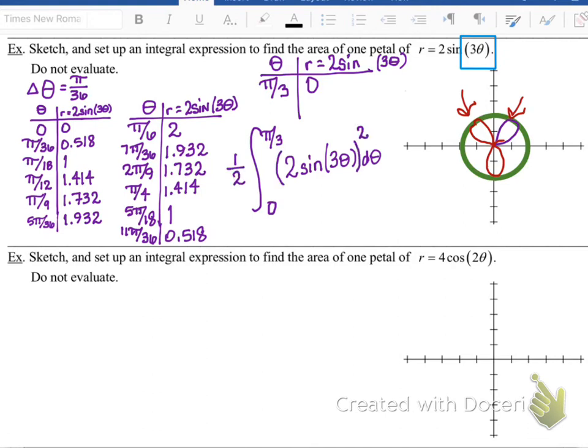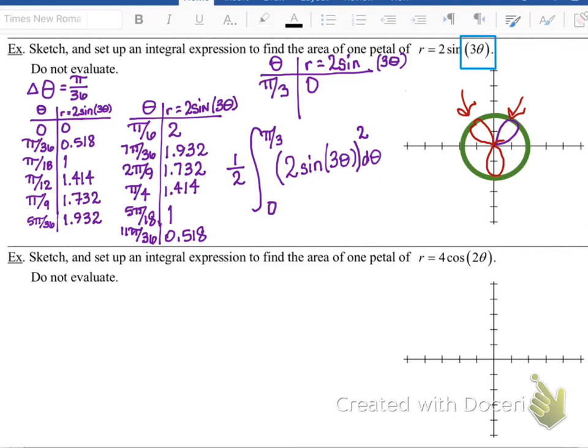So we go ahead and set it up, and that's all we need to do, is to go from 0 to pi over 3. And P.S. I could see that my pattern repeated on my calculator. I just didn't bother to write it down or talk about it.